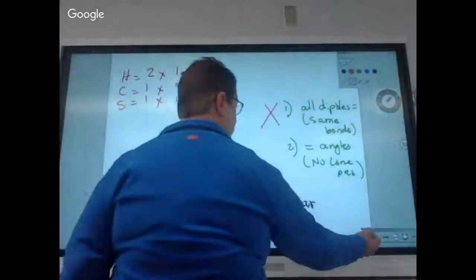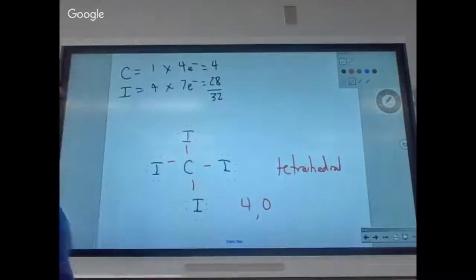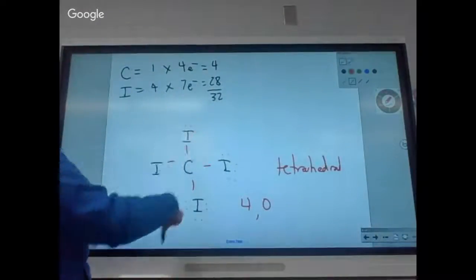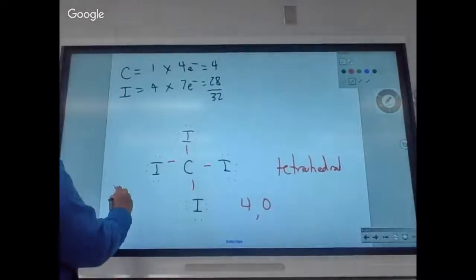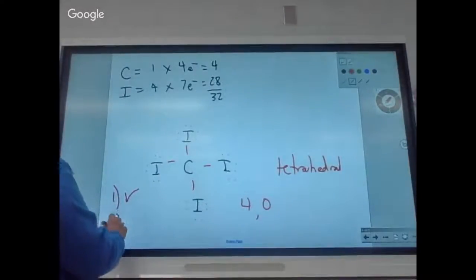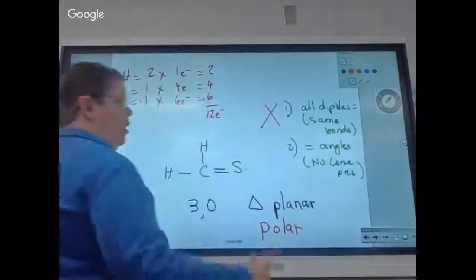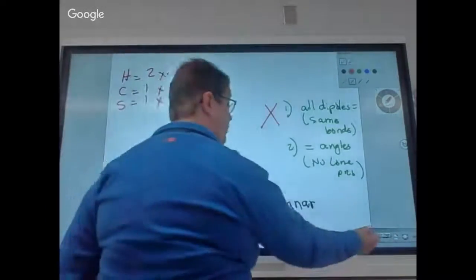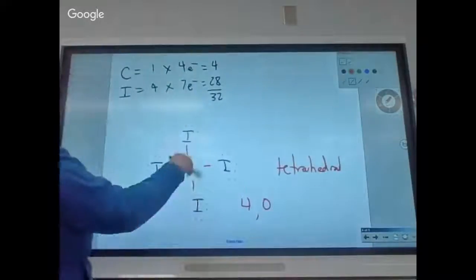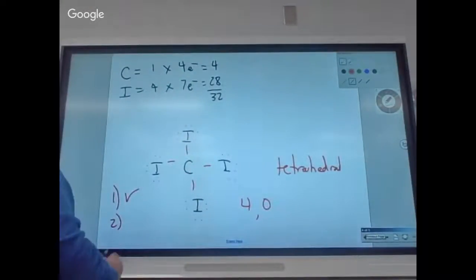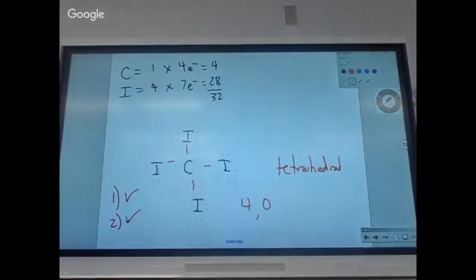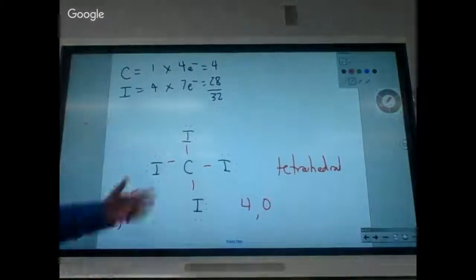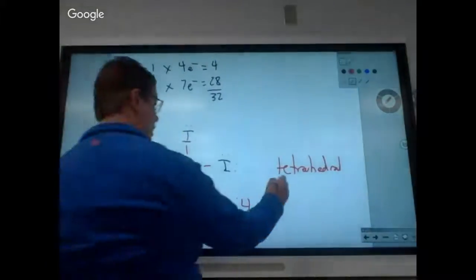Now, doing the same thing on the next two. Are all of these bonds the same? So number one was a yes. Number two, are all the angles equal? Meaning there's no lone pairs on the central atom. Are there any lone pairs there? So if both of them are true, what does that make this molecule? It makes it nonpolar.